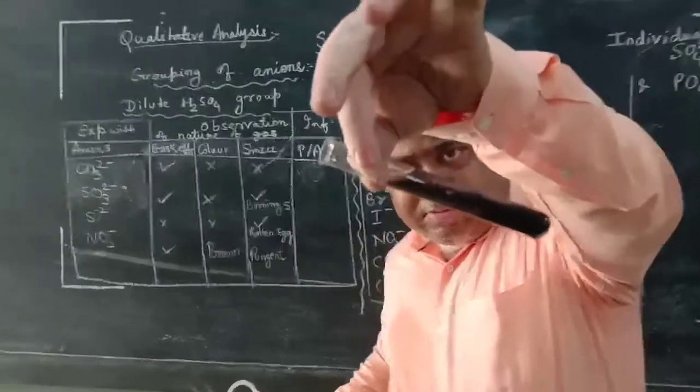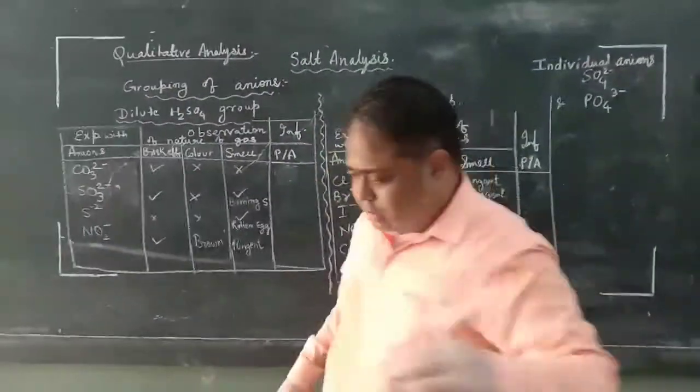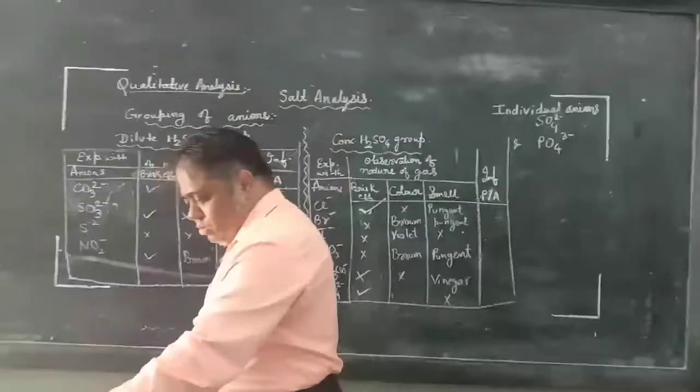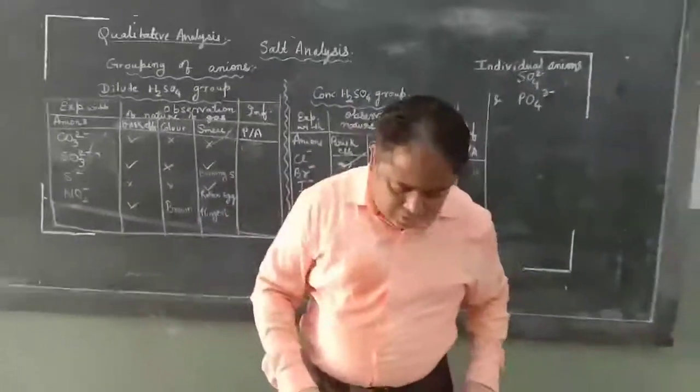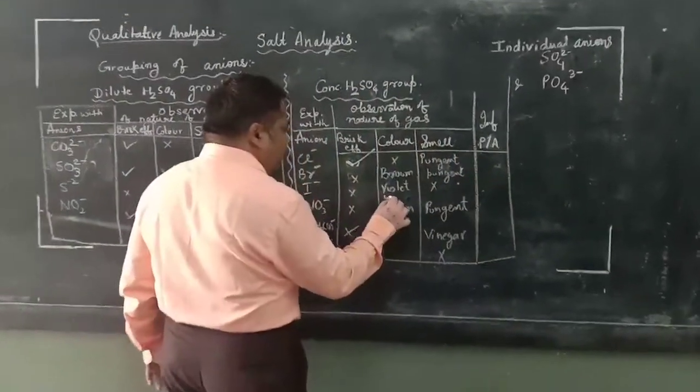See, visible, sir? All right. So we will write violet with starch.